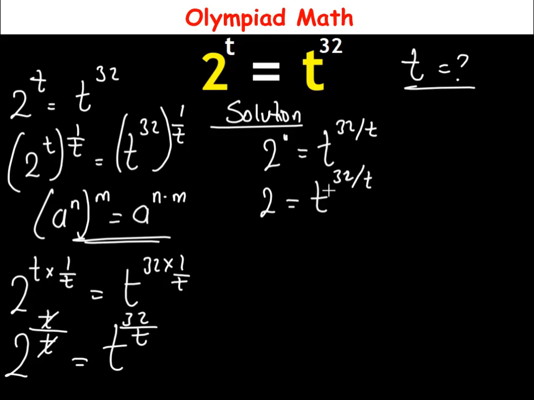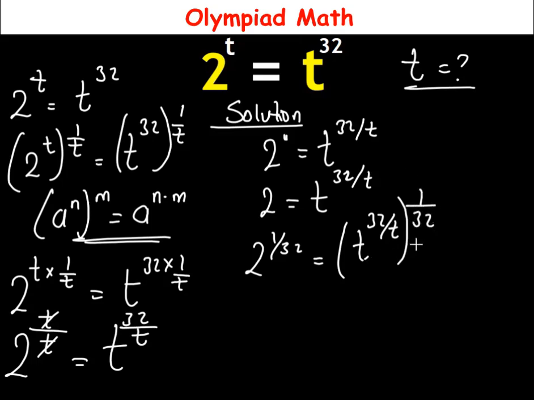With this, the next thing now is to eliminate this 32. To remove 32 from here, we multiply both sides of the equation by power 1 over 32. So we're going to have 2 raised to power 1 over 32 is equal to, in brackets, t raised to power 32 over t, then multiplied by power 1 over 32. Good. So with this, we have 2 raised to power 1 over 32 equals t raised to power.